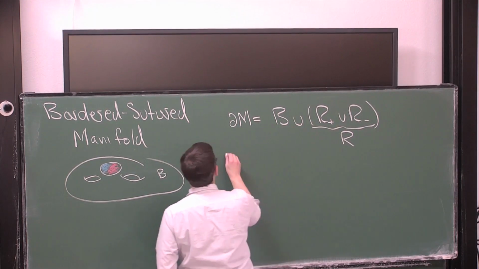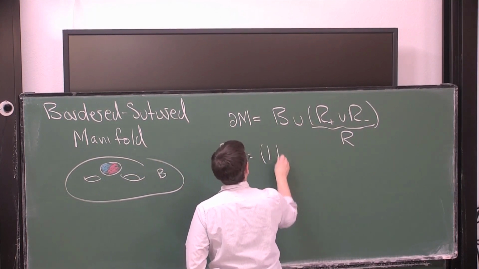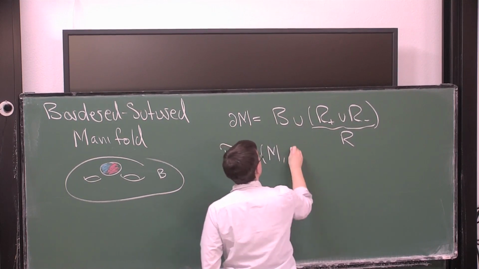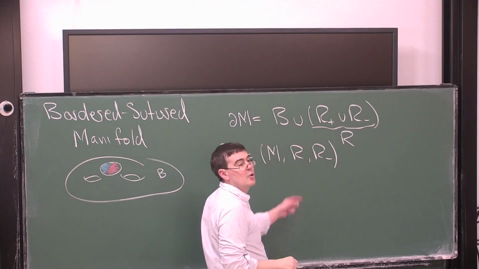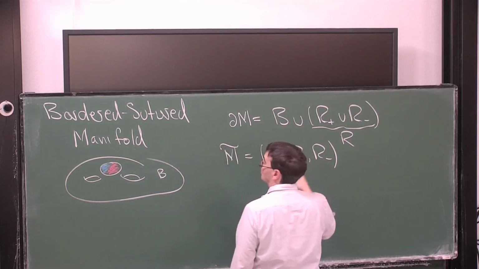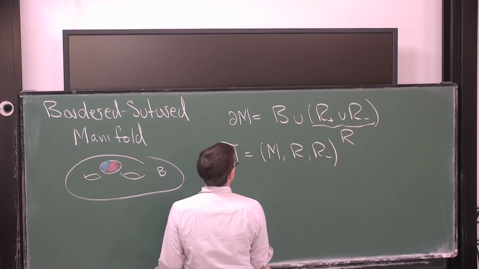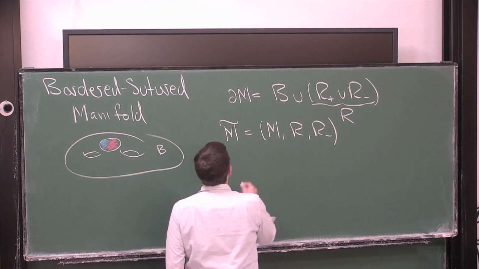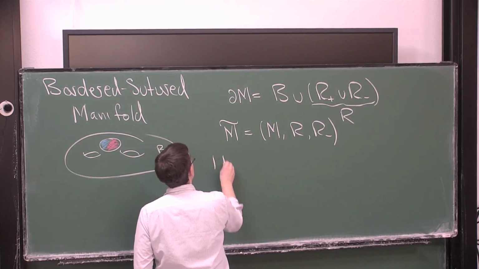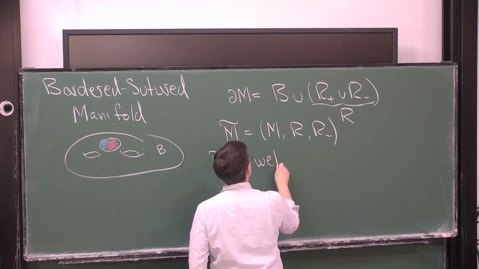Okay, and maybe I'll record this as a triple, where I have M, and then I know this set R, and I know R minus. If I know R minus, then I can get R plus by taking the complement. Okay, and the crucial condition here is that we always require M to be what we'll call well connected.